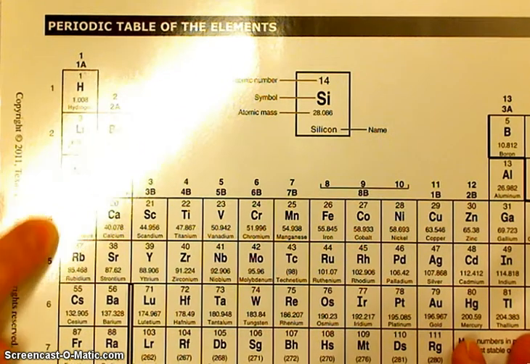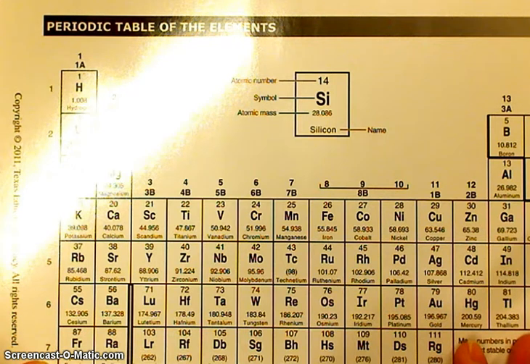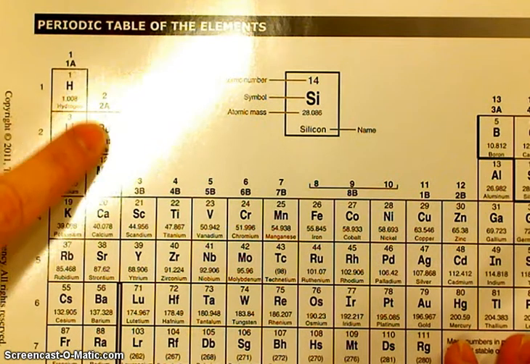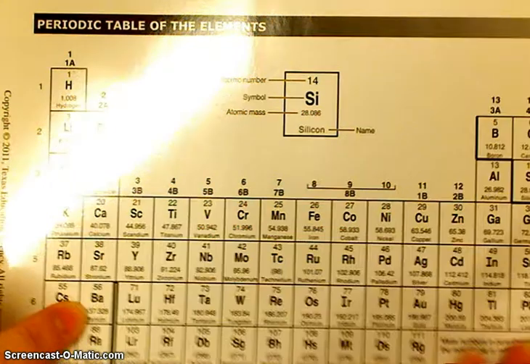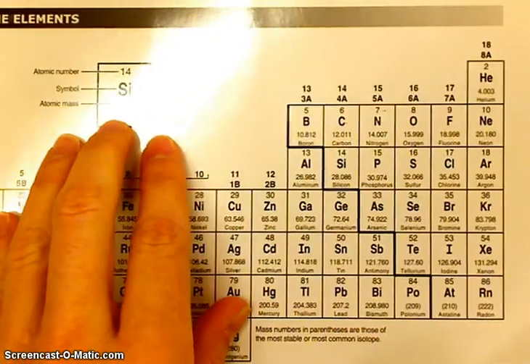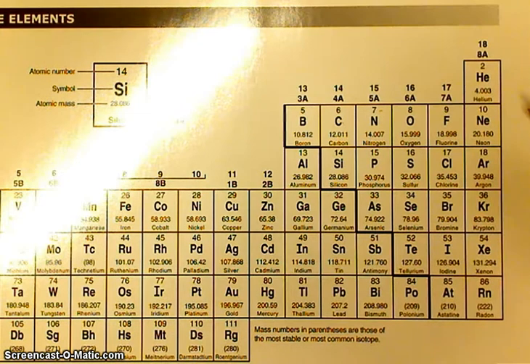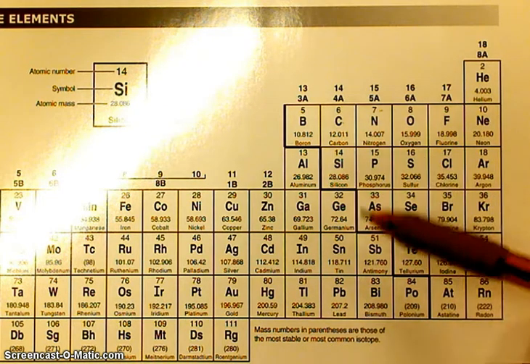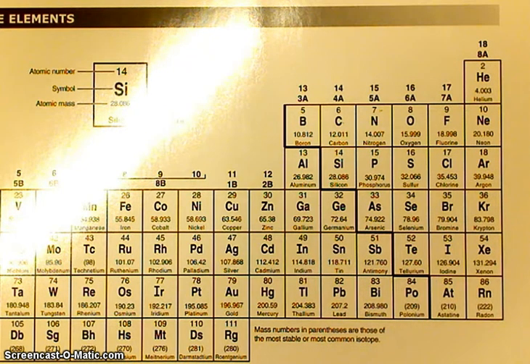Everything in column 1A has 1 valence electron. Everything in column 2A, 2 valence electrons. Remember, we skip the short columns because there's no nice predictable rule. Okay, we go back over here. Column 3A, everything in that column has 3 valence electrons. Are y'all seeing this? Everything in column 4 has 4 valence electrons, etc.